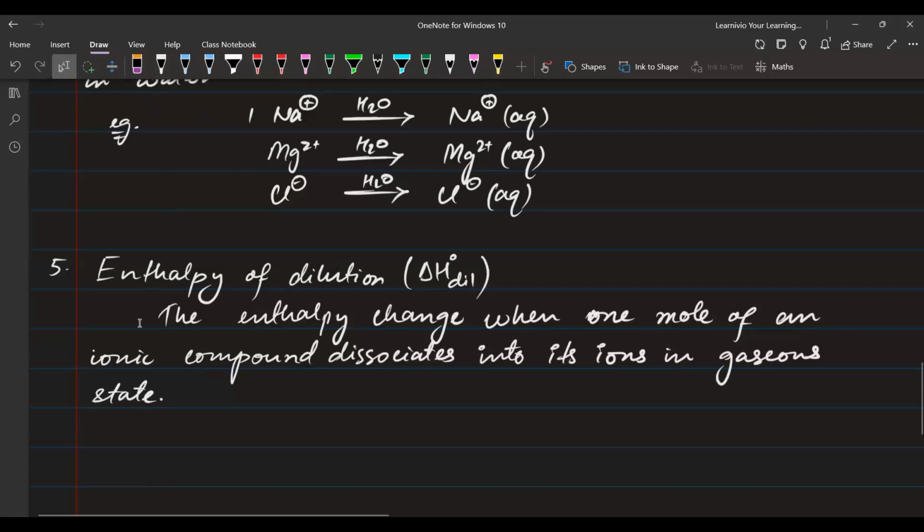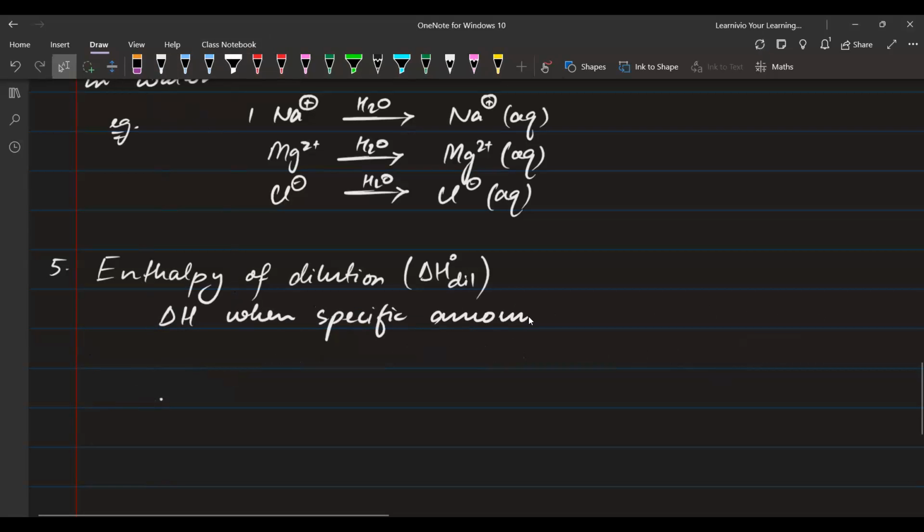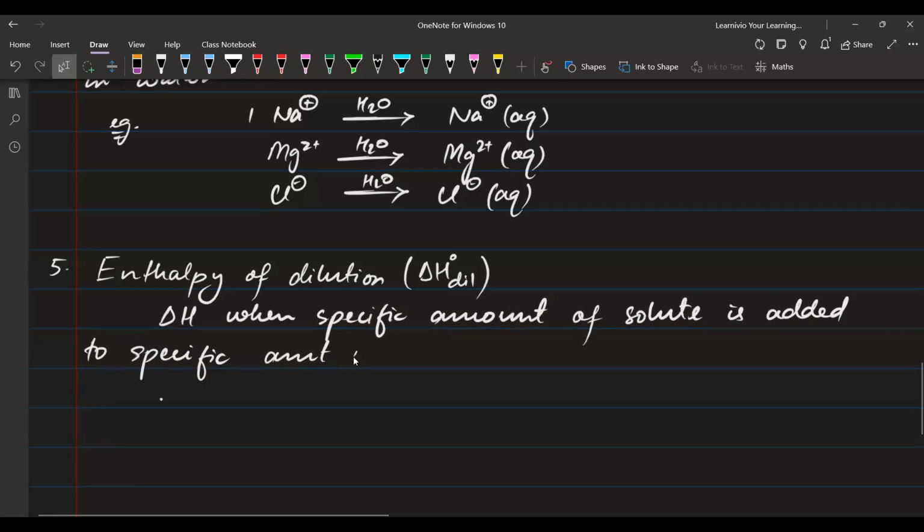One second, wait, don't write this part. This is lattice enthalpy, I had written it by mistake. Read it like this: enthalpy change in dilution, specific enthalpy of dilution, when a specific amount of solute is added to a specific amount of solvent. So that is known as enthalpy of dilution when you are diluting something.